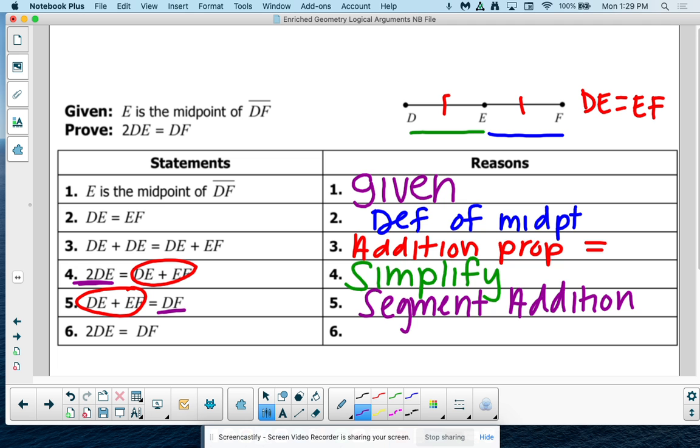What property is that? Symmetric. Not symmetric. It's one that deals with three things. Trans something. Transitive. Yup. Think of it kind of like the law of syllogism. We're cutting out the middleman. Transitive.